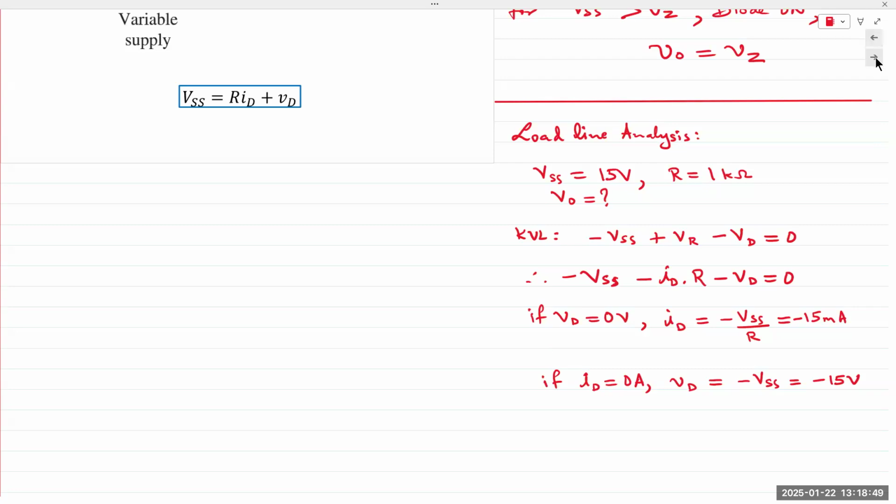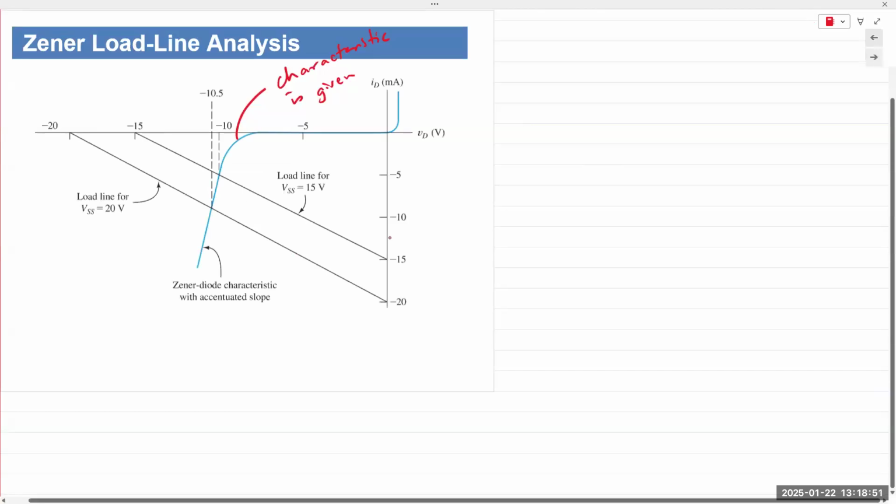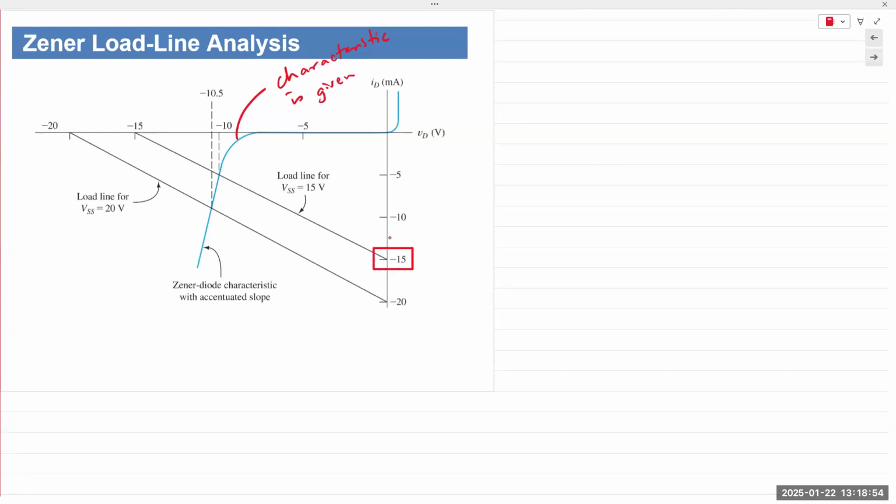So if we take these 2 points and we plot it here, we get this line right here. This is minus 15 milliamps and minus 15 volts. And the intersection of these 2 plots, this is for supply voltage as 15 volts. The intersection of these 2 plots is our solution. So coordinates of the intersection will give us the operating point, or the voltage for the Zener diode and the current for the Zener diode.